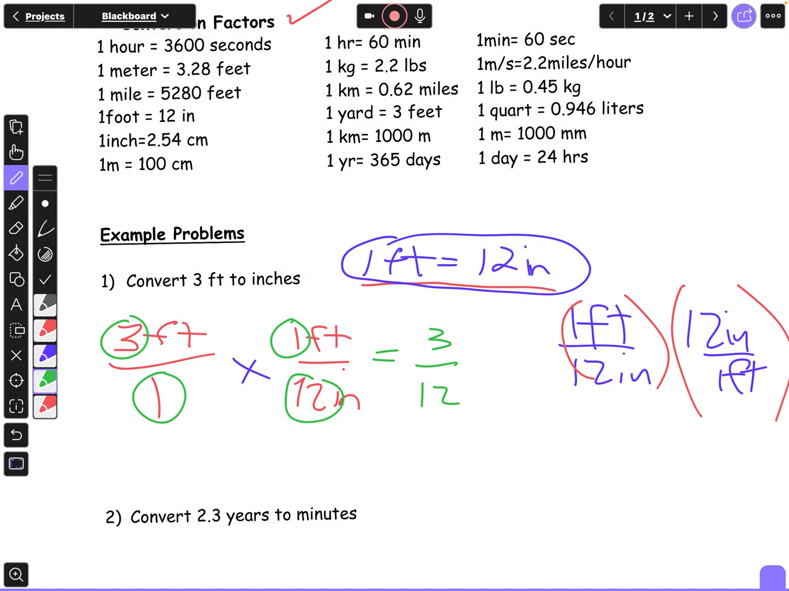But look at my units. I would have feet on top times feet on top, which would give me feet squared over, then my units on bottom would be inches. Now I'm trying to go feet to inches, not feet to feet squared over inches. So that would be incorrect doing it that way, multiplying by 1 foot over 12 inches.